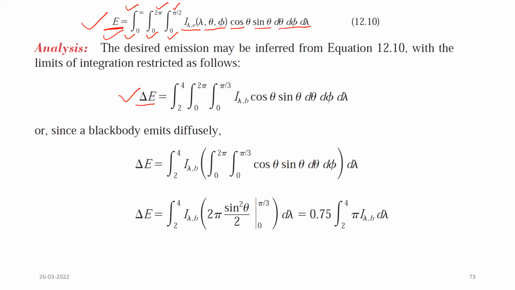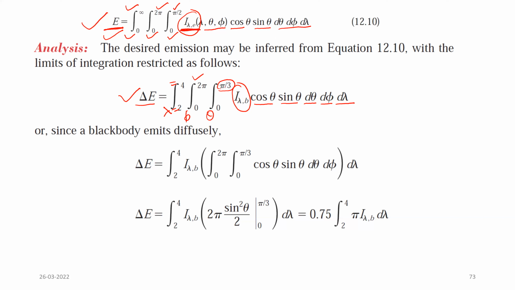Another thing is that here we are taking I lambda E, so it is for a particular surface which is not black, but here the surface given to us is the black surface. So I can replace this I lambda E by I lambda B, because B stands for the black surface. The remaining equation remains the same: cos theta, sin theta, d theta, d phi, d lambda. And we have to take the wavelength range lambda varying between 2 microns to 4 microns, phi varying between 0 to 2 pi, whereas theta varies between 0 to pi by 3. Pi by 3 means 60 degrees.